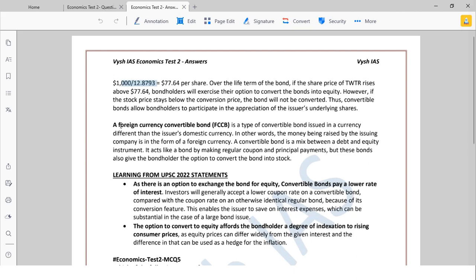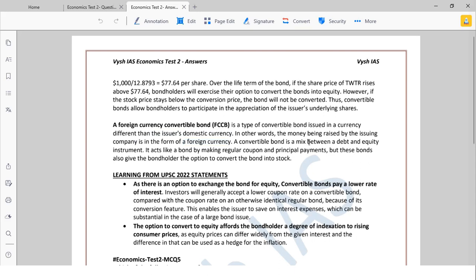Okay, so FCCB, now same thing only, but here that issuing will be in a different currency. It's a type of convertible bond issued in a currency different from the issuer's domestic currency. In other words, the money being raised by the issuing company is in the form of a foreign currency. Meaning whenever somebody sells a bond, they will take money from you, right? That will be in a different currency, that's all.